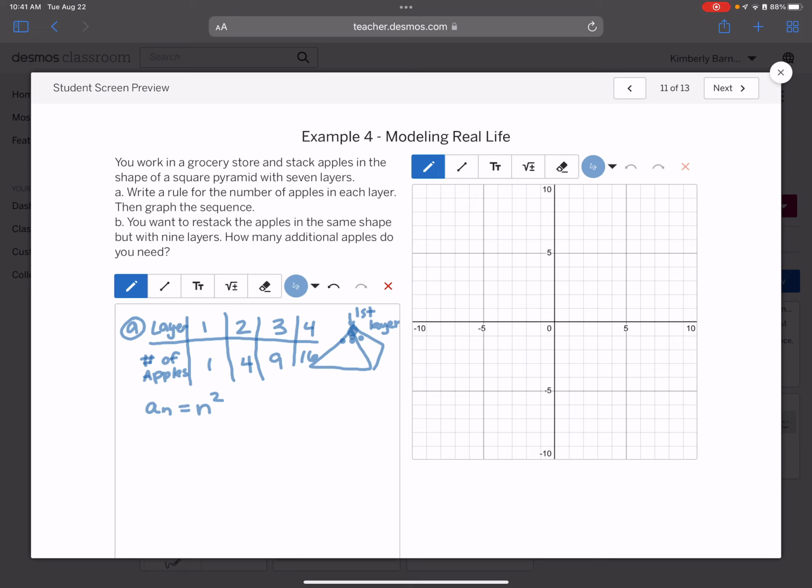So to graph our sequence, we've got our table already. We have the point 1, 1, 2, 4, 3, 9, and then you would keep going up higher and higher.